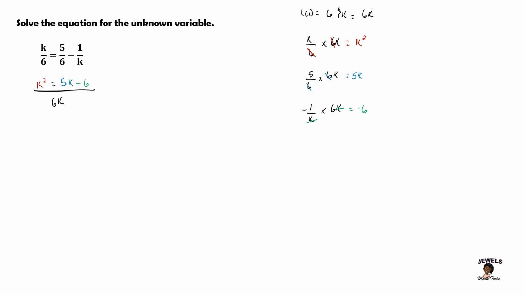So now that we have converted our fractions into their equivalent form, we're going to just focus on the numerators and solve our equation for our unknown variable k. And since we have what looks like a quadratic equation, I will be switching all of my terms to the left hand side to set my equation in standard form for a quadratic equation. Remember that the quadratic equation is ax squared plus bx plus c, which is equal to 0.